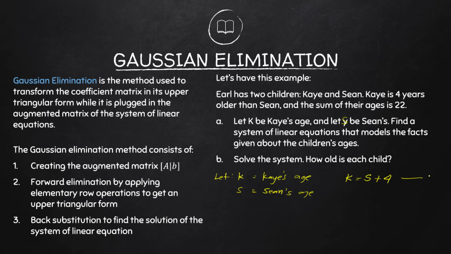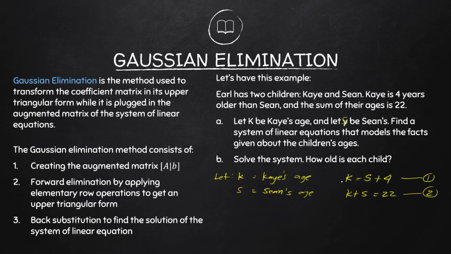I will call this equation 1. The second condition is that the sum of their ages is 22. So the age of K plus the age of Sean is equal to 22.